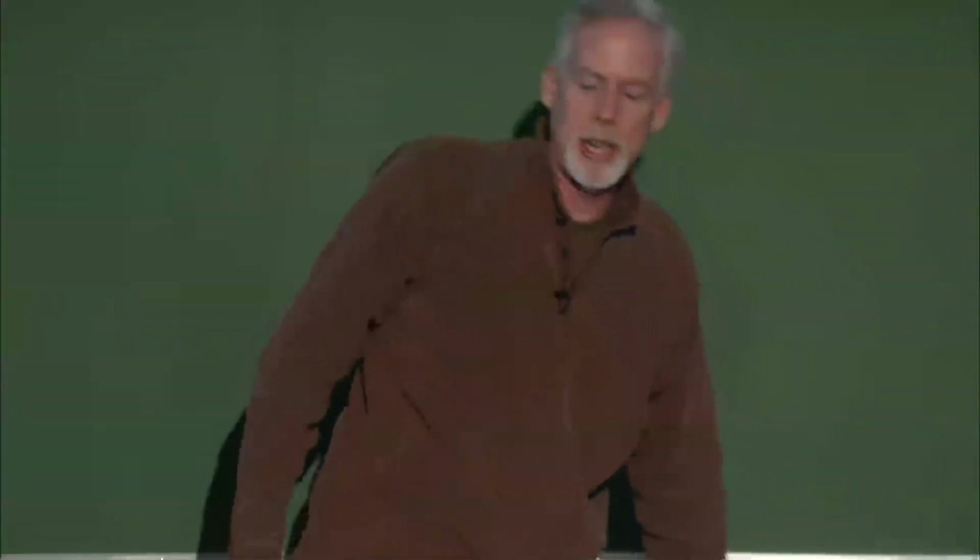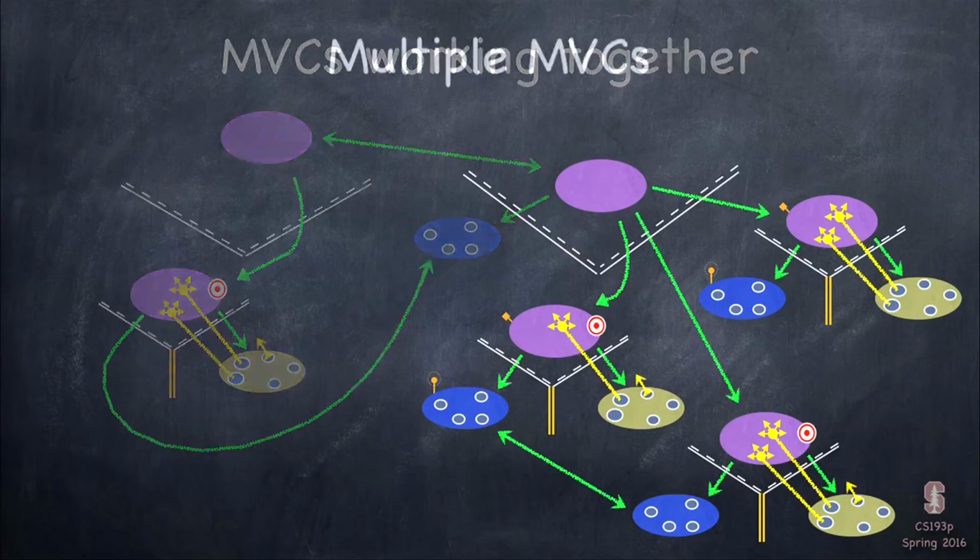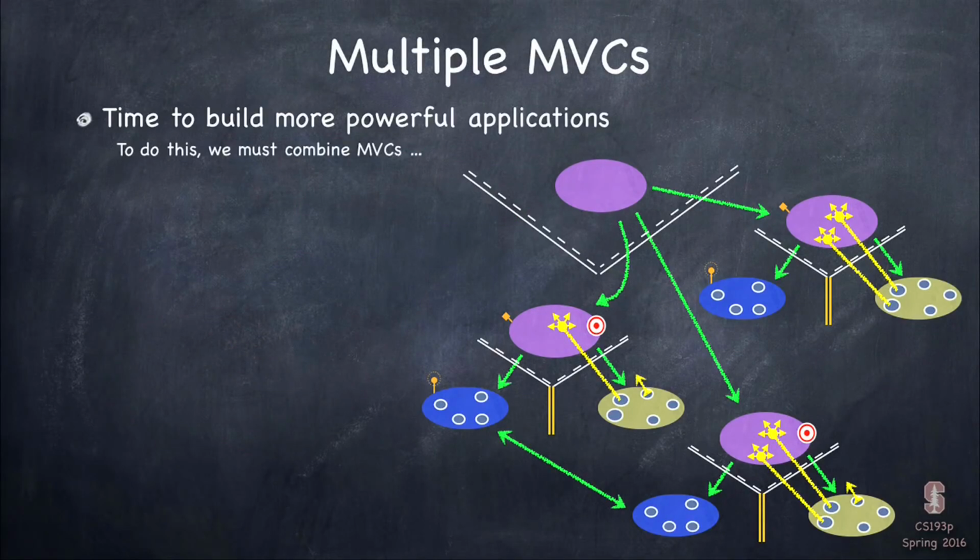Okay, so back to the slides here. Now we're going to start talking about MVCs working together. This is a slide from when I was talking about MVCs, and we talked about how we wanted to build big apps, and we're going to do that with multiple MVCs. So we're going to start talking about how we actually do that.